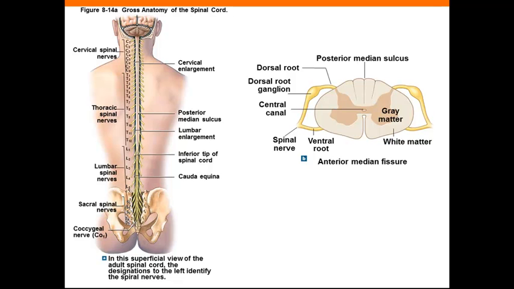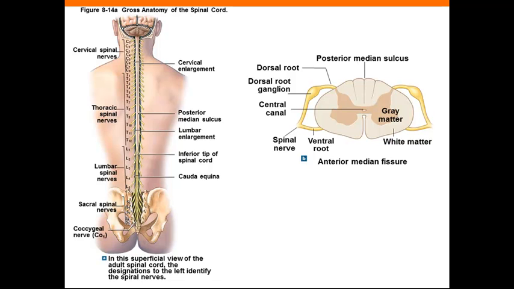And the spinal nerves, again, you can see them listed here, very similar to their nearby vertebra numbers. And also notice the dorsal root and the ventral root in that cross-section of the spinal cord. Again, remember that the dorsal roots are going to contain the cell bodies of sensory neurons, and the ventral roots contain the motor neuron axons.